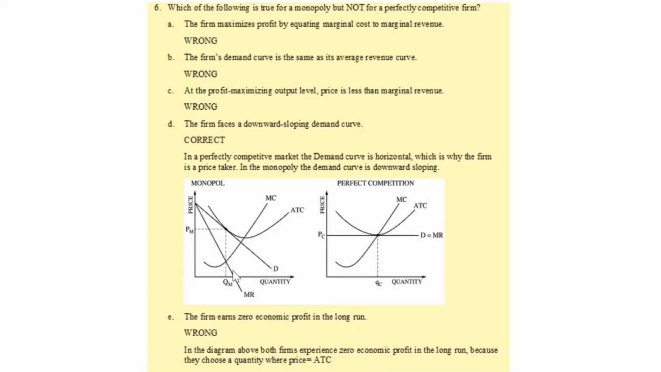along the curve there. So if you look at the perfect competition, it's the same thing. PC times QC is the total revenue, but the price of QC in terms of total cost is equal to ATC. So total revenue equals total cost, and the economic profit in the long run, because price is equal to ATC, is equal to zero. So it says in the diagram above, both firms experience zero economic profit in the long run because they choose a quantity where price is equal to ATC.